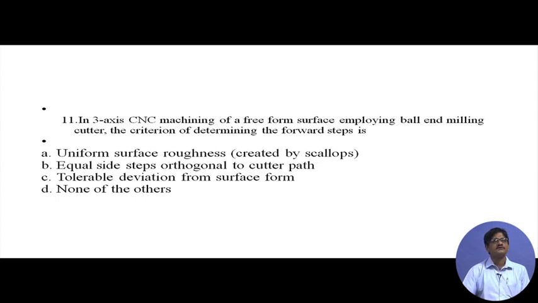Here, first of all, we are talking about forward steps, and uniform surface roughness created by scallops does not come into the picture. So, first one is not relevant. Second one also is talking about side steps and it is not relevant. So, A and B are gone. C reads tolerable deviation from surface form, and this is correct. We are tolerating a form tolerance of E from the designed surface, and that way C is the correct one.